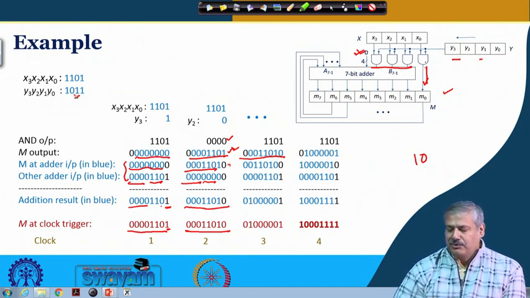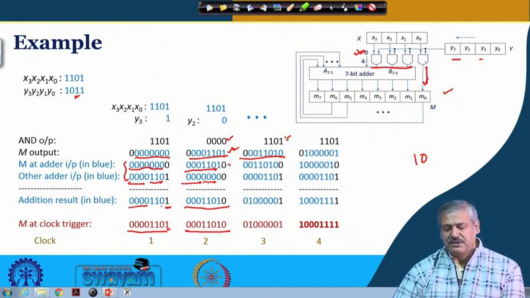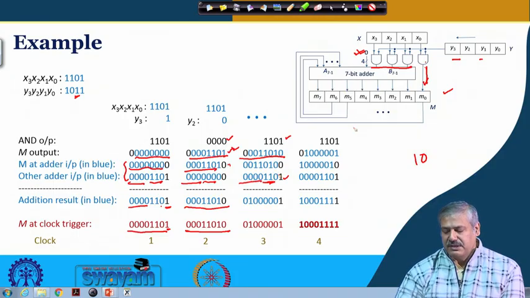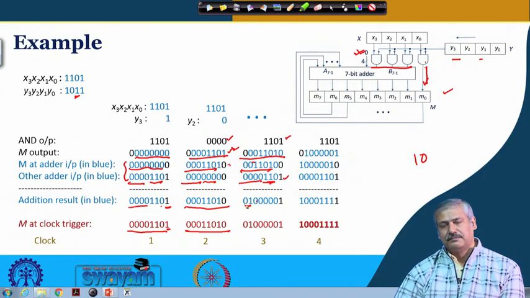So this 1, y1, will come. What is the AND gate output? 1 1 0 1. Out of that, this 1 will come directly, and 1 1 0 appended with 4 zeros is the 7 bit adder B input. For the A input, M0 to M6 is coming here. Then if you add, this is 1, then 1 plus 1 is 0 with carry 1, 0 with carry 1, 0, and then we have got a 1.